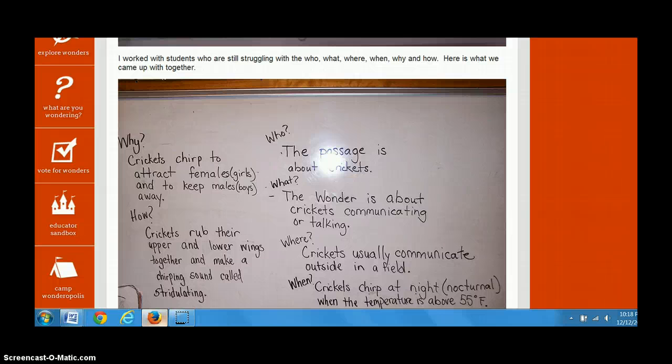If you have struggling learners who have difficulty coming up with and answering the WH questions, here is an example of some information that you can talk through with the students and some answers that you can do with them.